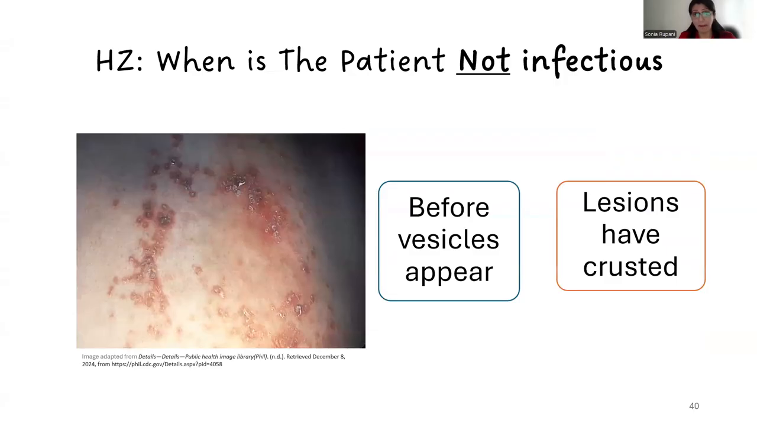It's very painful. Patients, when they know that they have herpes zoster, are always anxious: I've heard that I'm infectious, I'm contagious, I can spread this to my loved ones. So when are they not considered infectious? Before the vesicles appear and once the lesions have crusted. It is only that eruptive phase where they are highly contagious and they need to protect other people around them so that the virus does not spread.